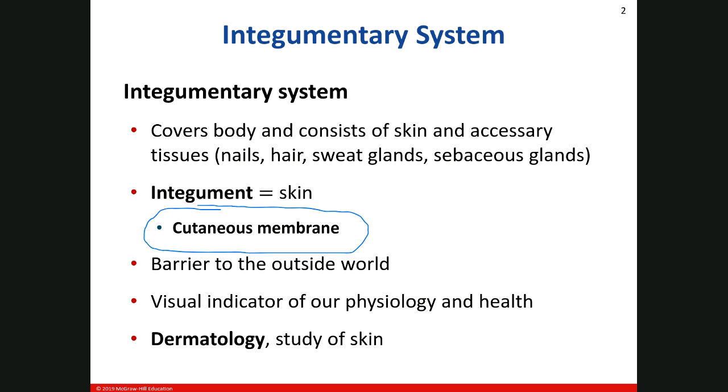One of the things I love about the skin is that it's a visual indicator of your health. So when I come out to greet a patient in my waiting room, I'm doing an evaluation as I'm talking to them, but I'm looking at them. I want to see what they're looking like. If their skin's yellow, what am I thinking?